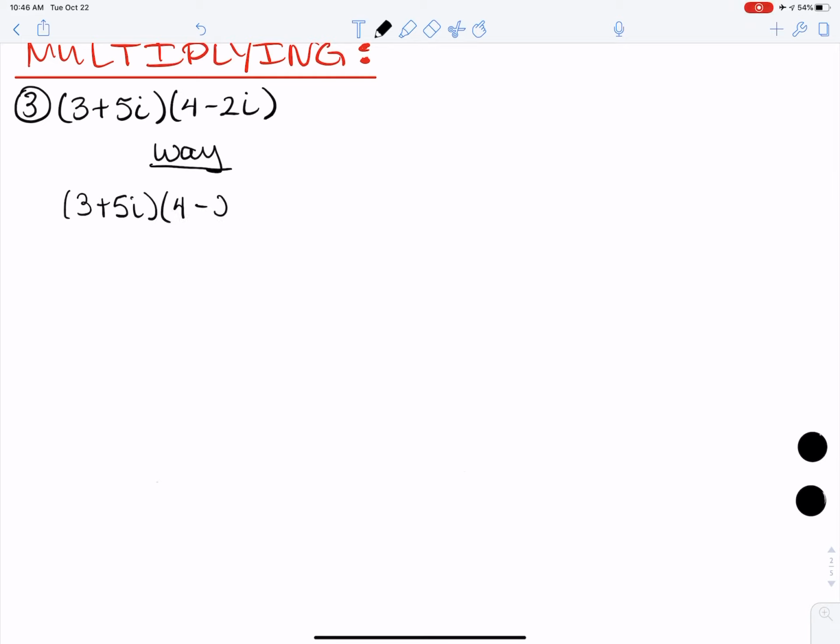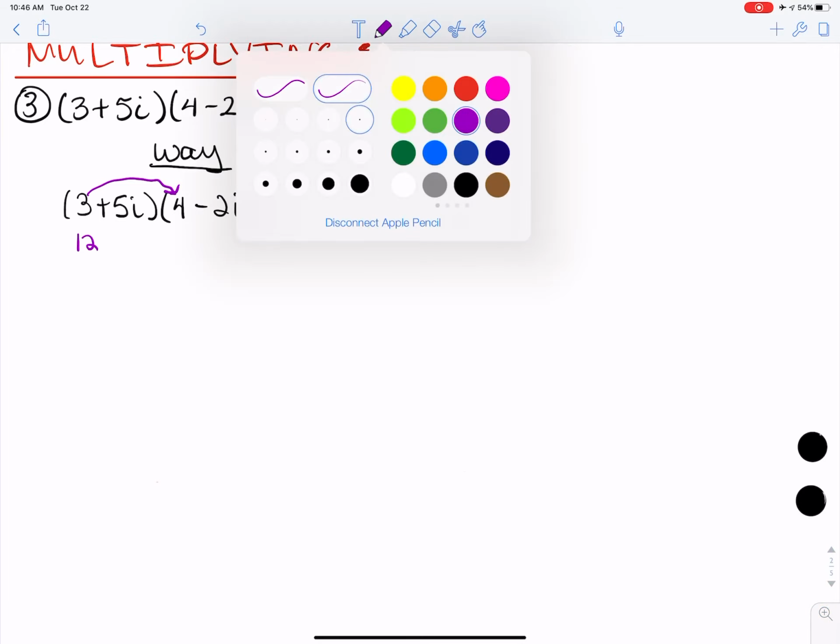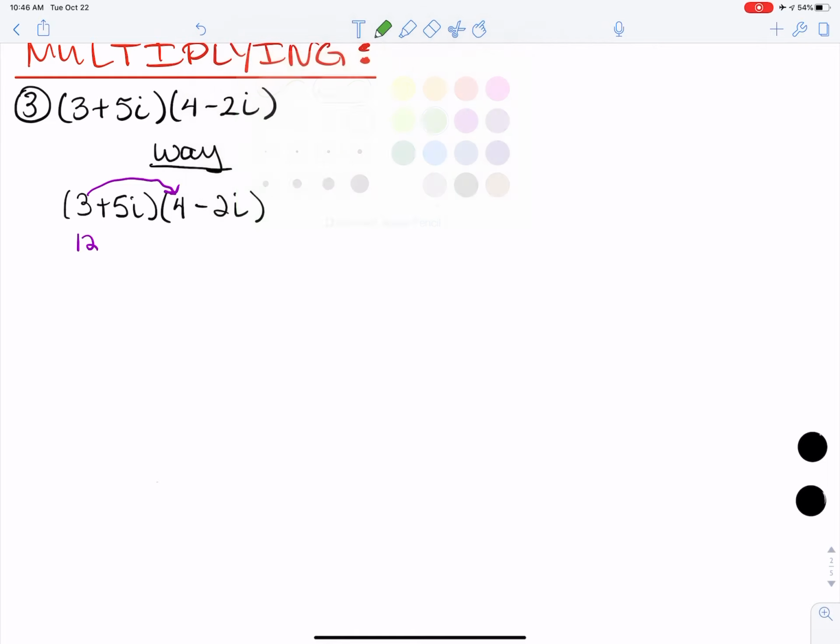And we think of it like this. The first numbers, 3 and 4, multiply, and that's 12. FOIL. So, the outer numbers, 3 and -2, you multiply those. It's perfectly fine. They don't have to be like terms to multiply them.